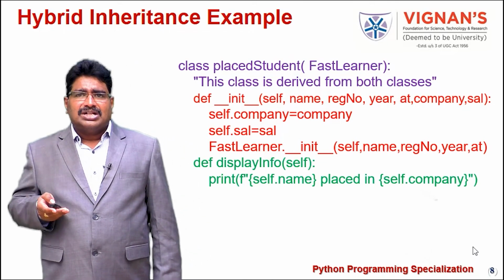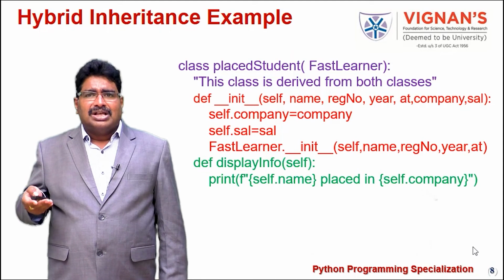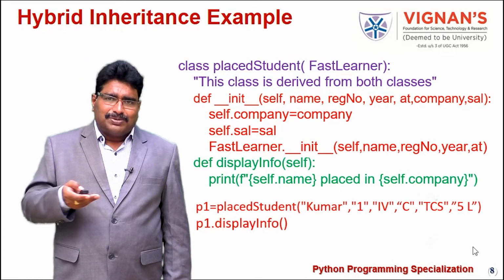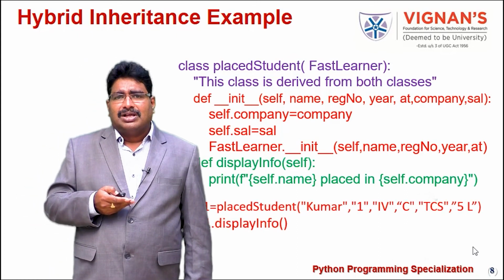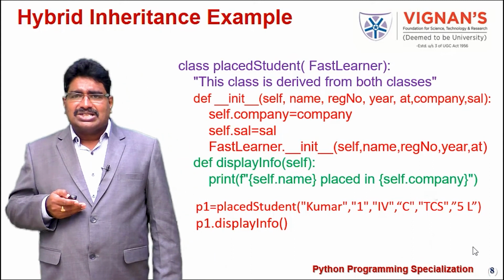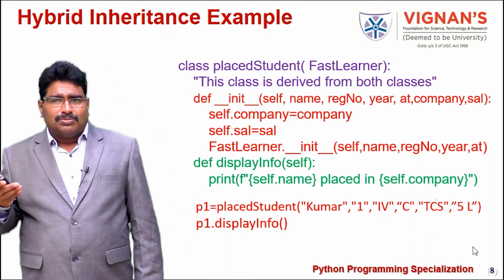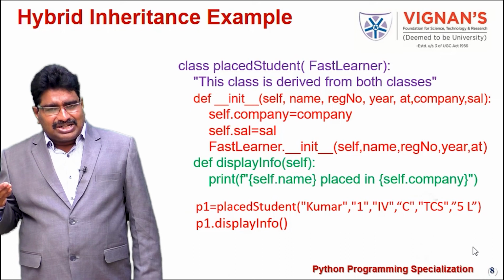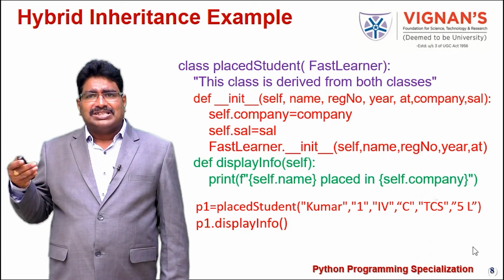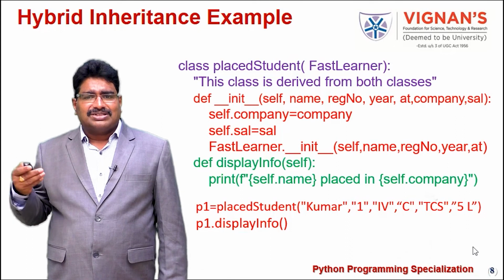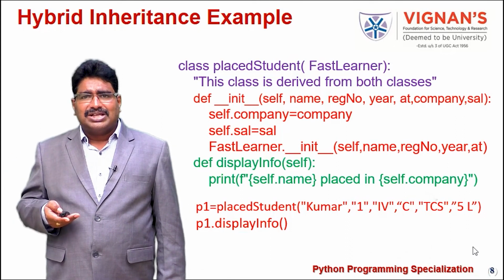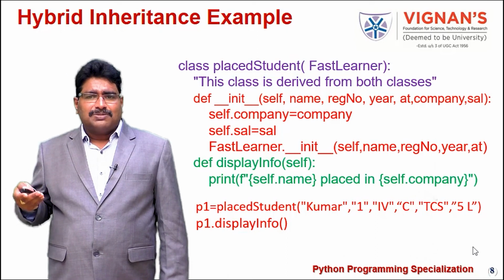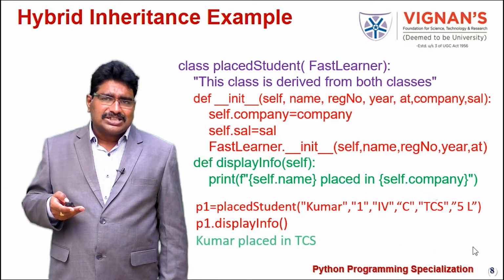Now we define a method display info. Here we want to display the name of the student and which company he is placed in. For example, we create an example. P1 is the placed student object. So P1 is an object of the placed student consisting of the attributes: name is Kumar, register number is 1, year is the 4th year, he studied the additional course C, he is placed in TCS, and his salary is a 5 lakhs package. So whenever we display the information, that is P1.display info, it simply displays that Kumar is placed in TCS. So this output is displayed on the screen.